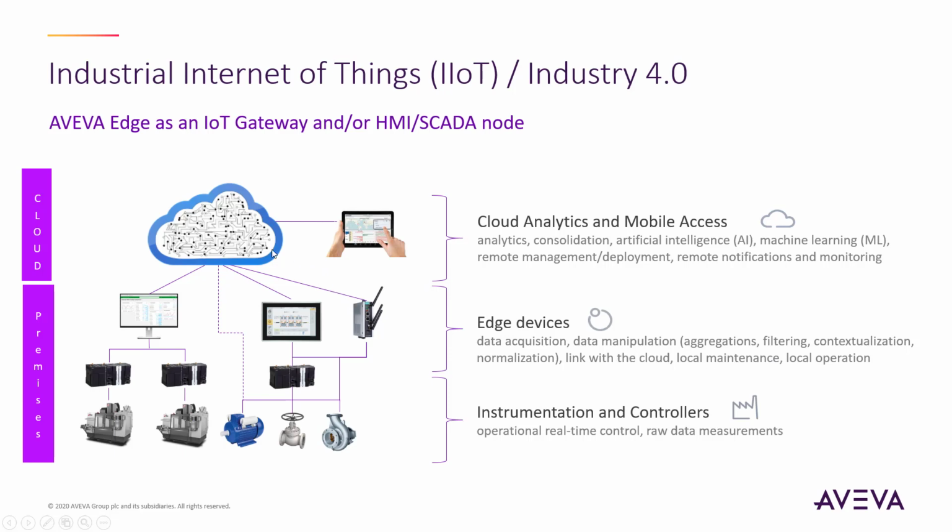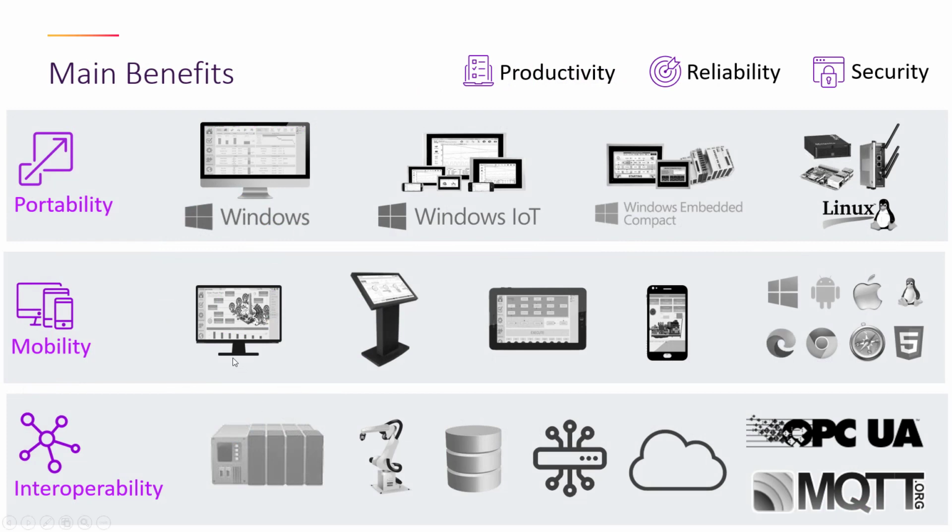Then once you get it into the cloud, and it doesn't have to be in the cloud per se, it can be an on-premises solution as well, you can then analyze that data and feed it back into the system to improve again your performance, the throughput, the quality, etc. And so some of the main benefits of AVEVA Edge are listed here down the left-hand side in these horizontal slices: portability, mobility, and interoperability.